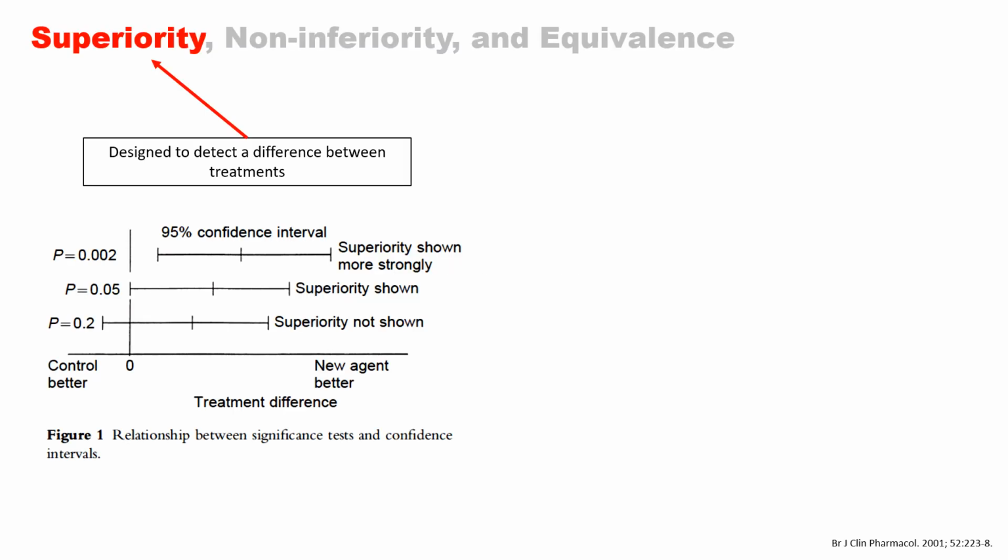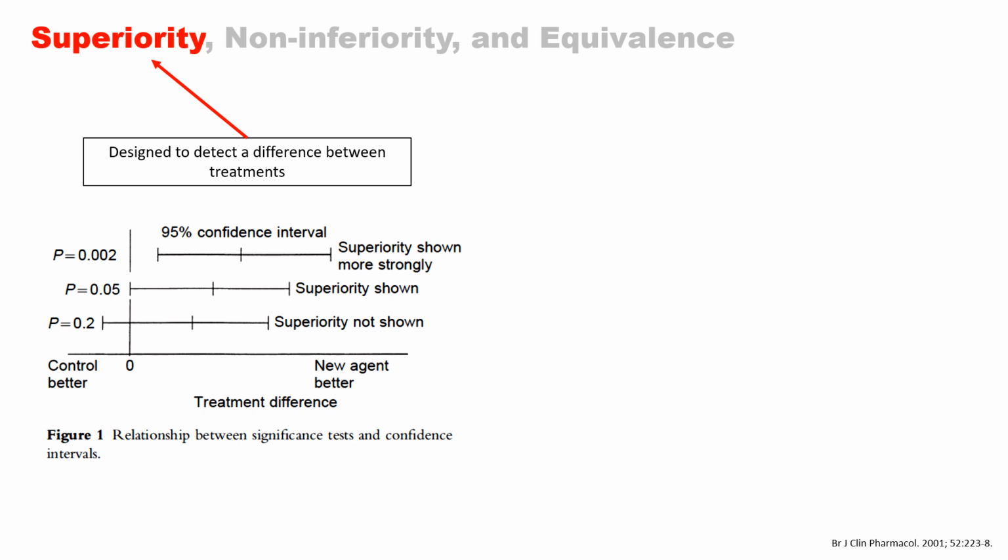So let's briefly talk about confidence intervals and their design and interpretation, and then we're going to return to our statistical testing and reporting of results. So superiority studies are designed to detect a difference between two or more treatments. And so here, if we look at this graphic of confidence intervals, you can see the top row is a confidence interval that does not include 0 and is in fact well to the right of 0. And this is showing superiority of whatever the new agent is there on the x-axis.